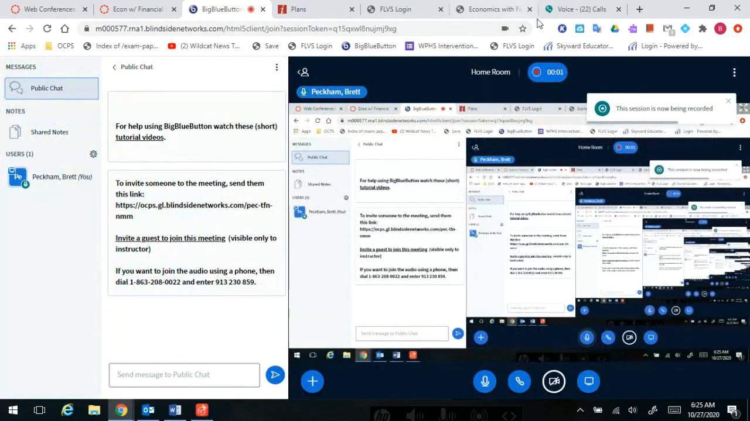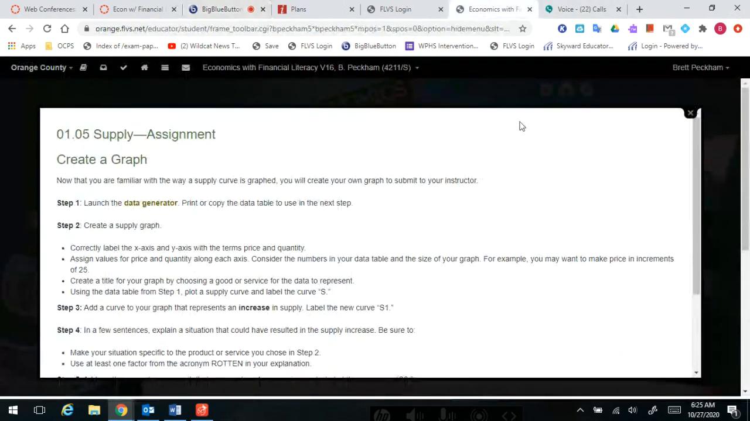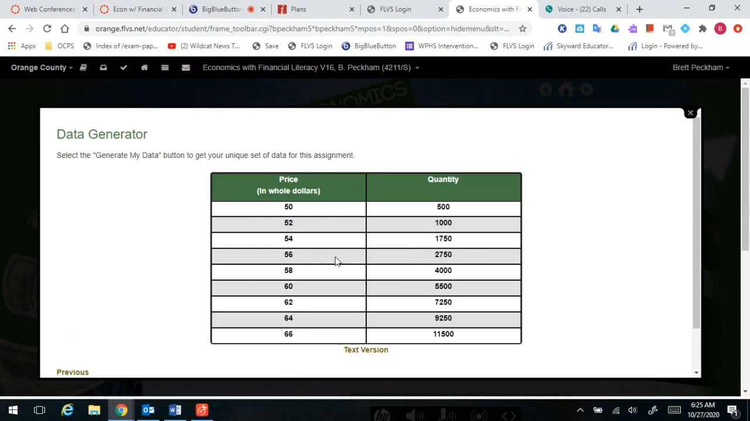All right, so we're going to take a look at the 1.05 assignment here, which is just like the 1.04 demand assignment that you just did, except now we're just looking at the supply side. So it's going to be the same sort of situation here. We'll launch the data generator and go ahead and create that graph.